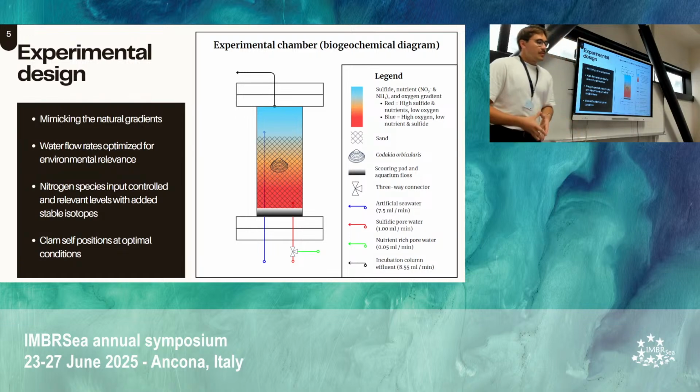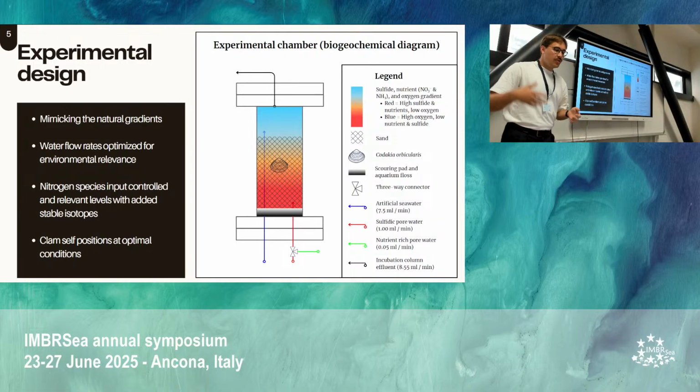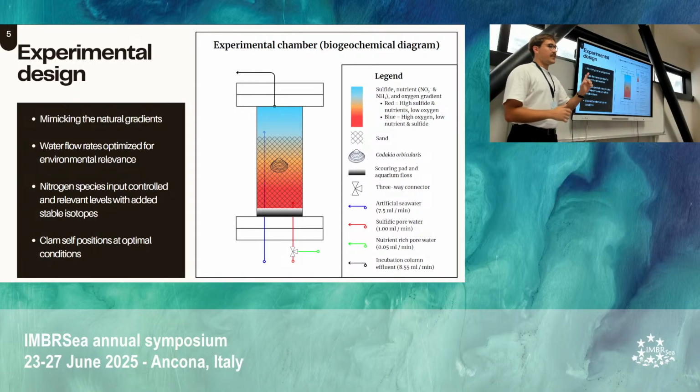So to do this, we had to engineer and design a new system. We wanted to mimic this natural gradient that you find in nature. To do this, we had a two-inflow system where we could push water in at the bottom of the sediment containing high concentrations of sulfide and nutrients, and just above the sediment we circulated oxygenated water so they had access to both of these parts of the gradient.